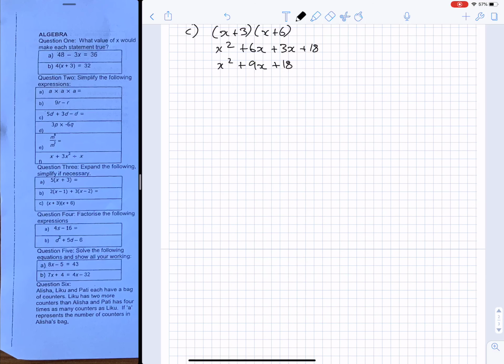Question 4a. Factorize the following. So 4s minus 16 becomes 4 times s minus 4. d squared plus 5d minus 6 becomes d plus 6 times d minus 1. C, oh, you've got no C.